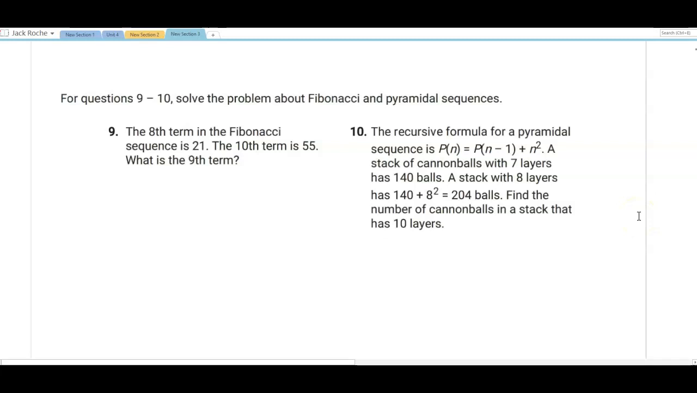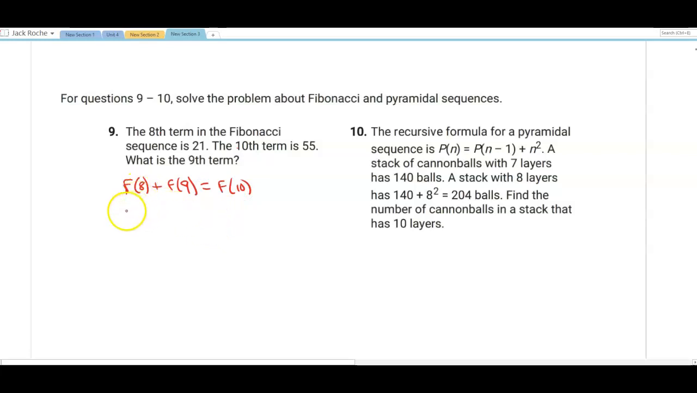So for 9 through 10, solve the problem using Fibonacci and pyramidal. All right. So the 8th term in the Fibonacci sequence is 21. The 10th term is 55. What is the 9th term? So if you know you have the 8th term, remember, you go from 8 to 10 to 9. And remember, the 8th term plus the 9th term has to equal the 10th term.